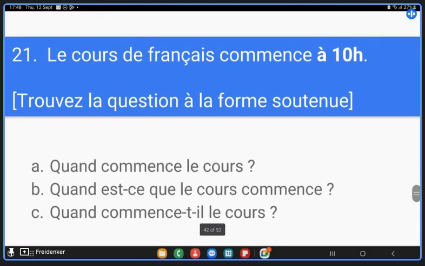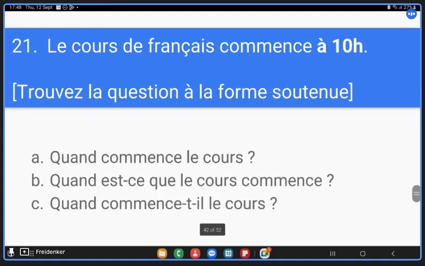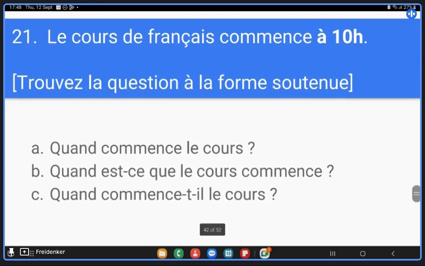21. The French class, or if you translate it properly, the class of French. The class of French is basically French class. So the French class starts at 10 o'clock. Now this person is asking, find the question in the soutenu form. Soutenu form is inversion. You do inversion. How do you do inversion?